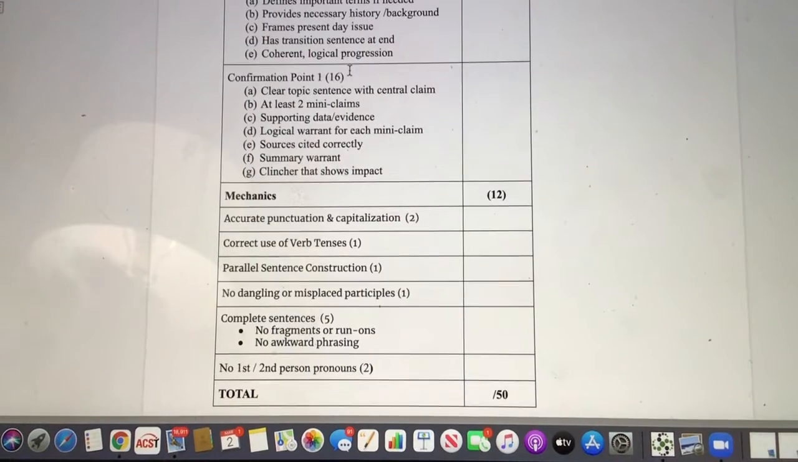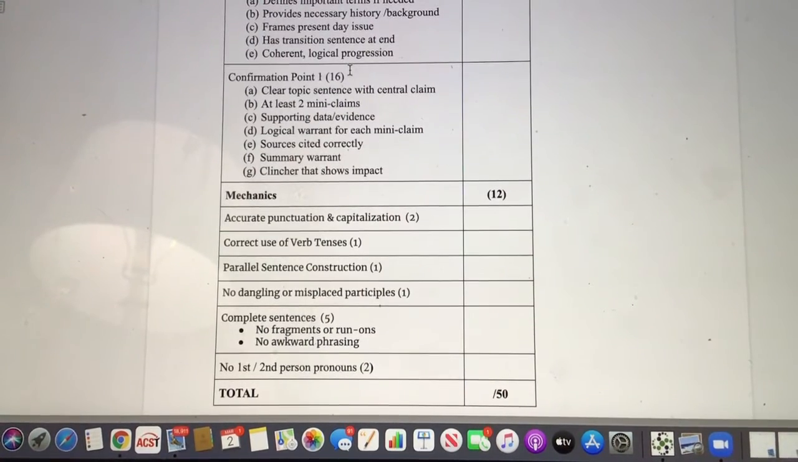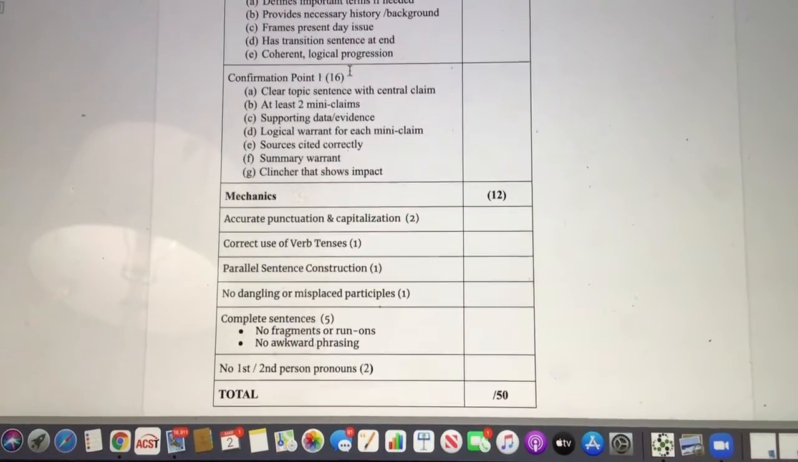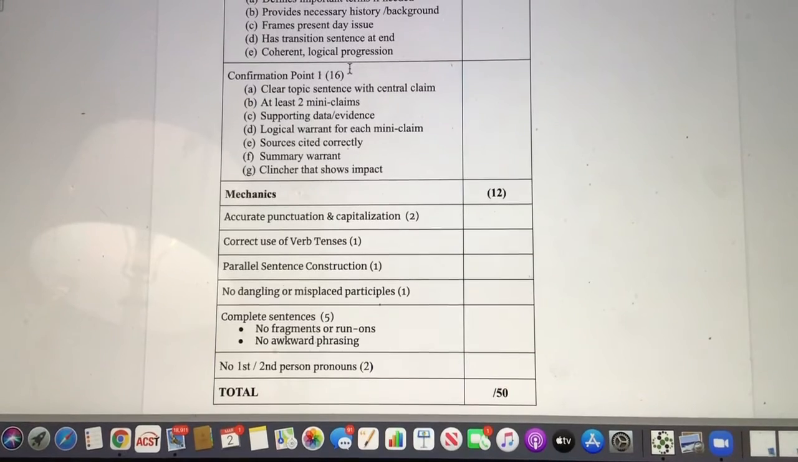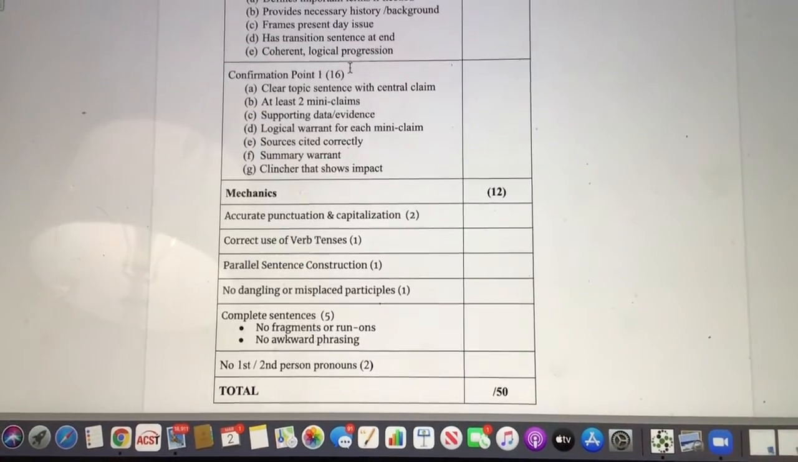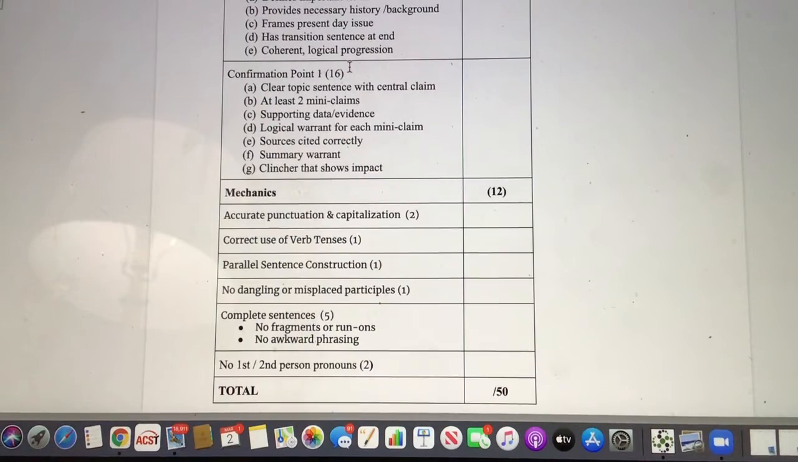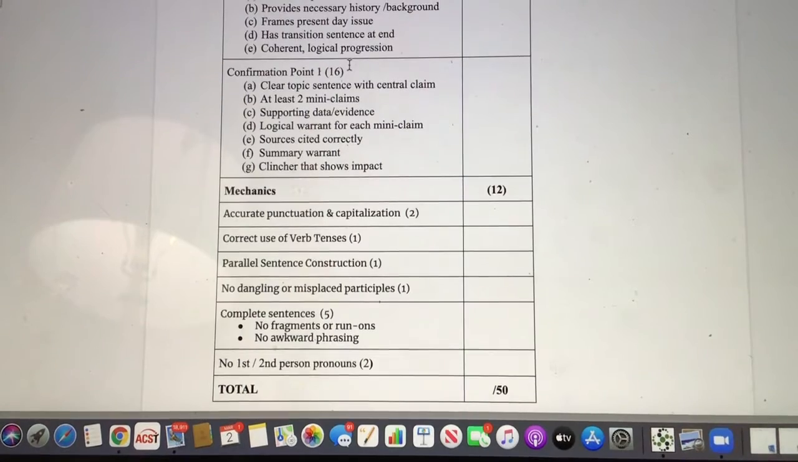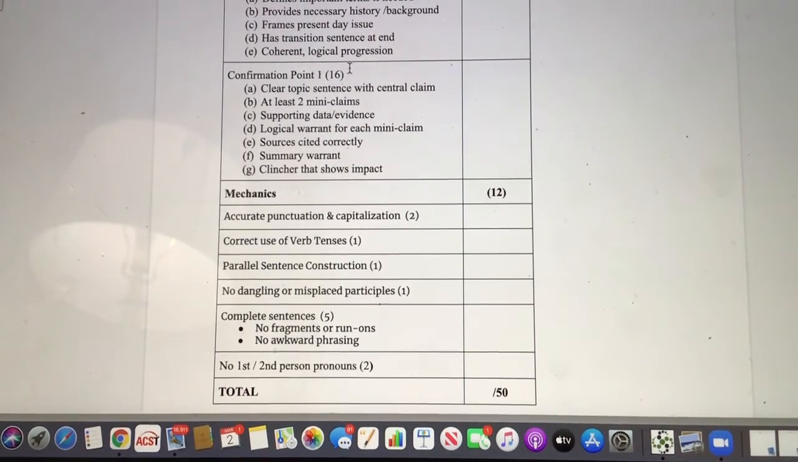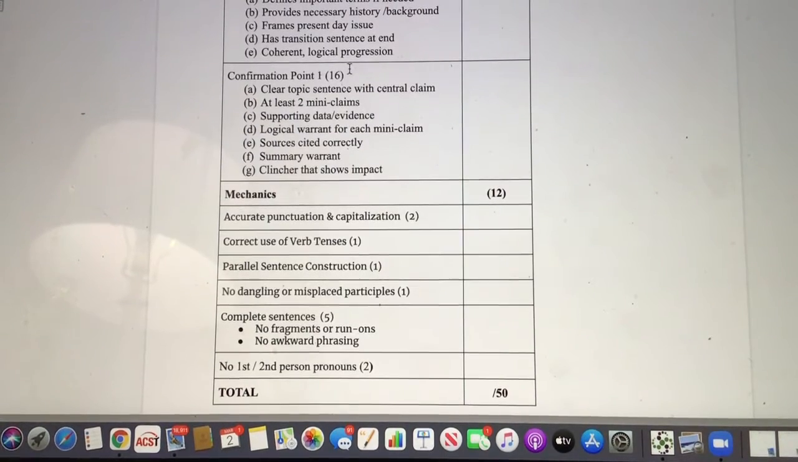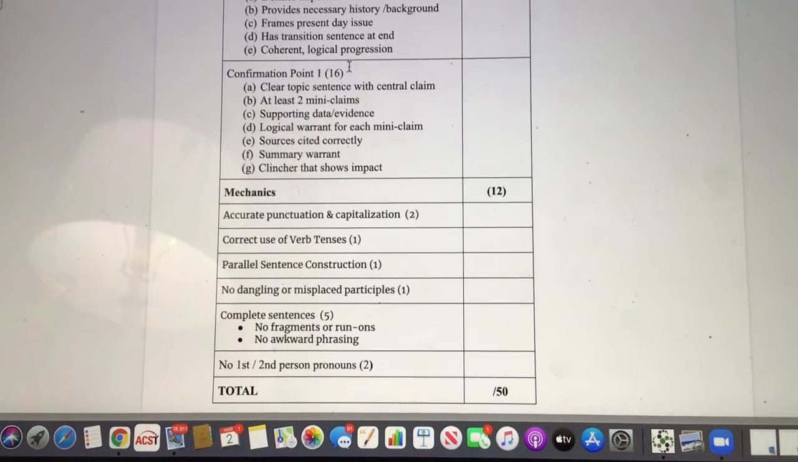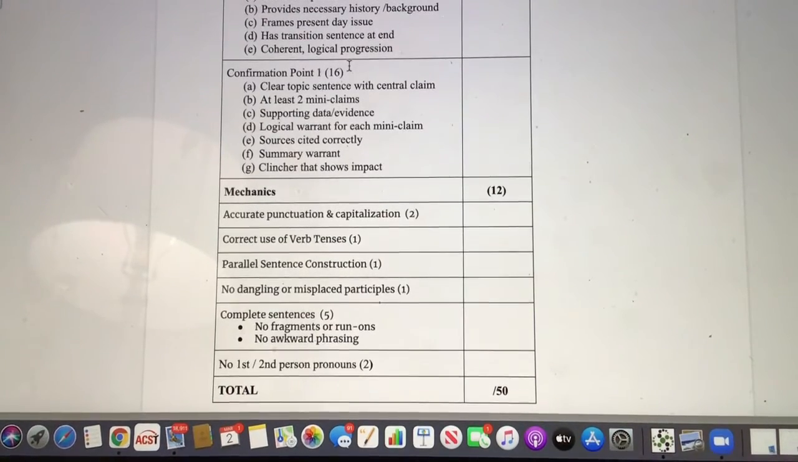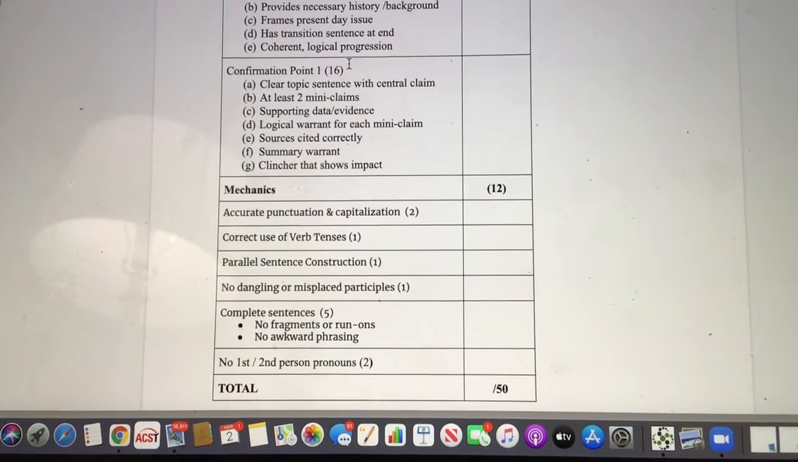Then I'm adding mechanics in. I really didn't do any grammar on your outline, except maybe to point out some things like get rid of first and second person pronouns. But now I'm going to be holding you to the standard because you're writing in complete sentences and you're making paragraphs. So all those things like accurate punctuation, capitalization, correct use of verb tenses. With verb tenses, can I just remind you, avoid a lot of ing verbs. It's just a really good rule of thumb because an ing word could be a progressive verb form, a participle, or a gerund. It gets super messy. So avoid that. Parallel sentence construction, like we've talked about with your thesis statement. No dangling or misplaced participles, and then complete sentences.